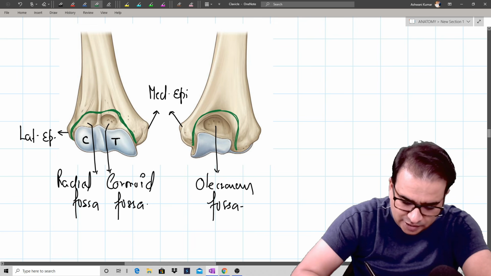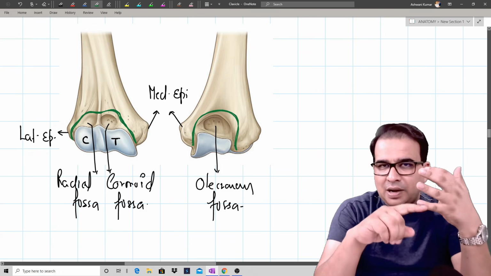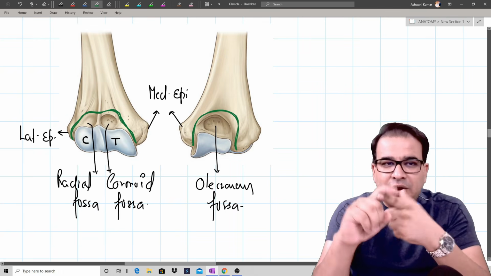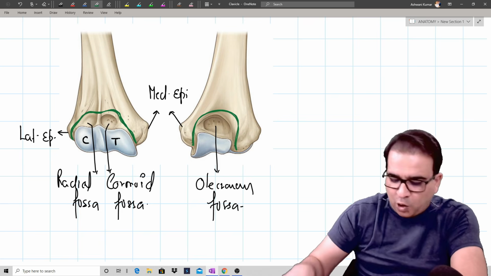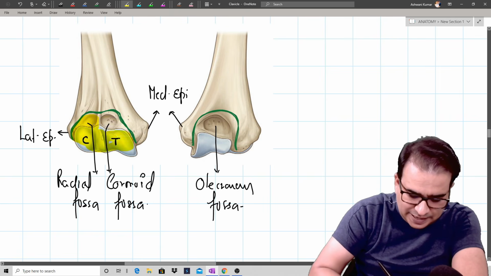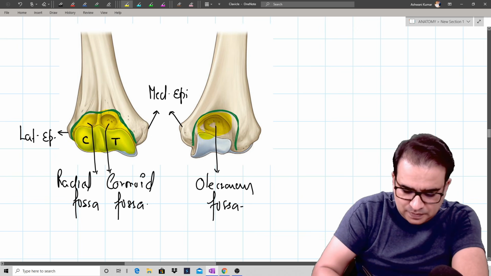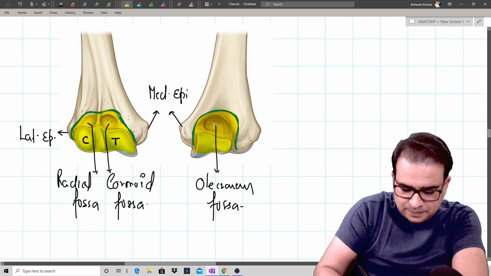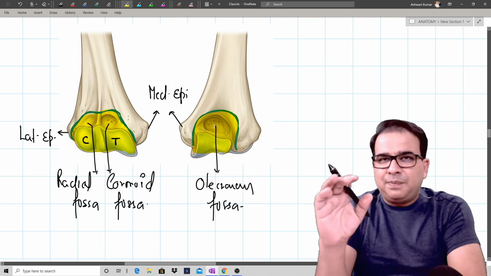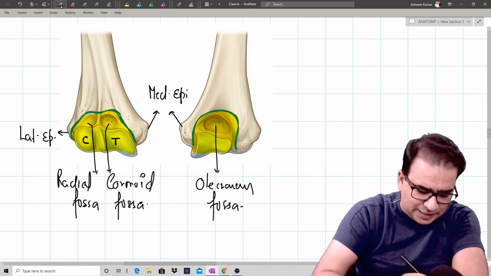If this green line here corresponds to the capsule, I can say that capitulum, trochlea, olecranon fossa, radial fossa and coronoid fossa are all intracapsular. Let me just highlight. Let's say these are all dipped in the synovium here. They are all intracapsular. Whereas clearly the medial epicondyle and lateral epicondyle are extracapsular. They are outside the capsule.